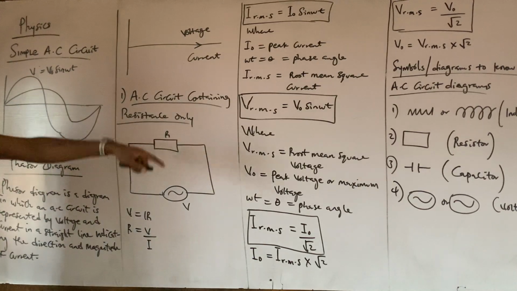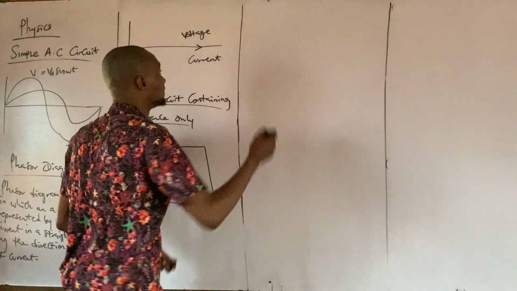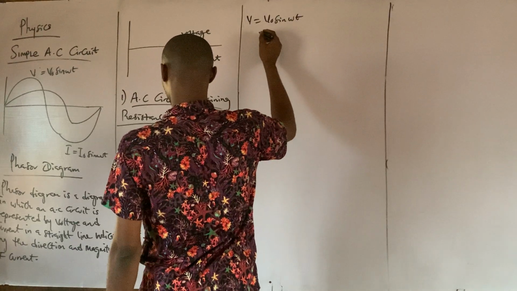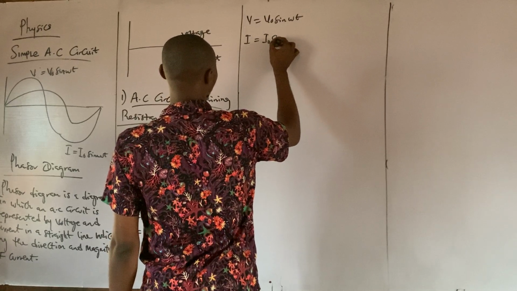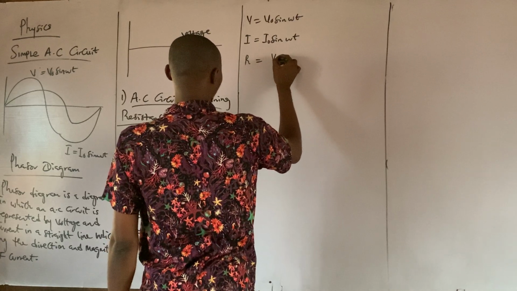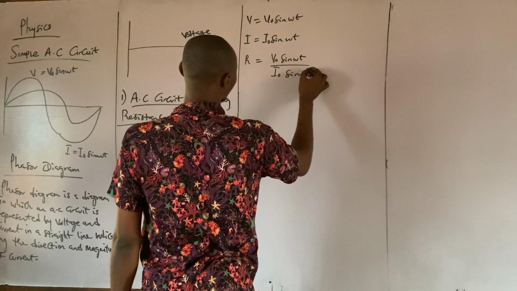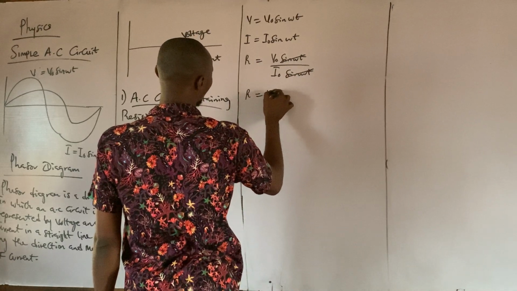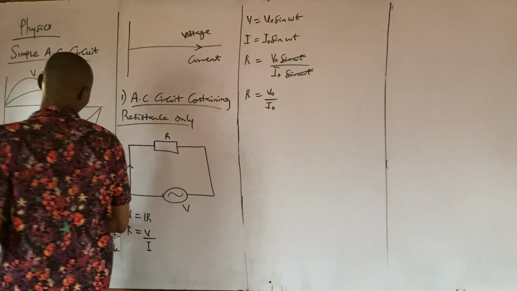Now, the V here is equal to V0 sine wt, while the I is equal to I0 sine wt. So if you relate it here, you're going to have V0 sine wt over I0 sine wt. So this will cancel this. You're going to have R is equal to V0 over I0.